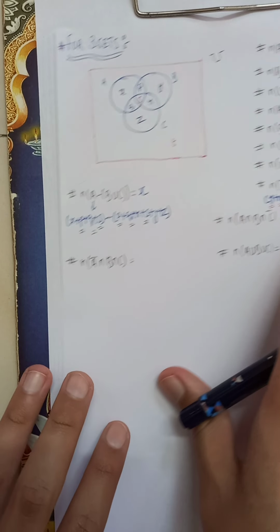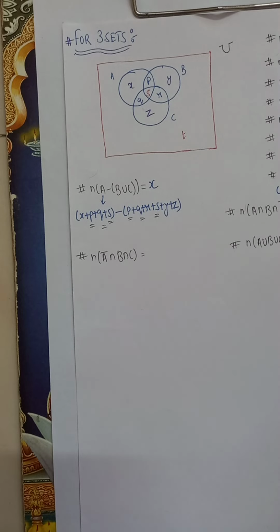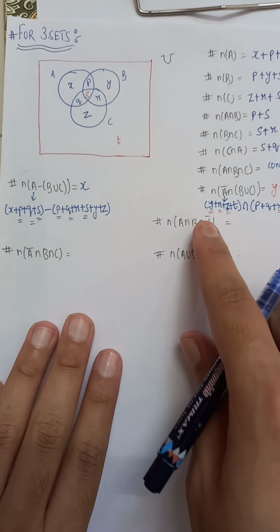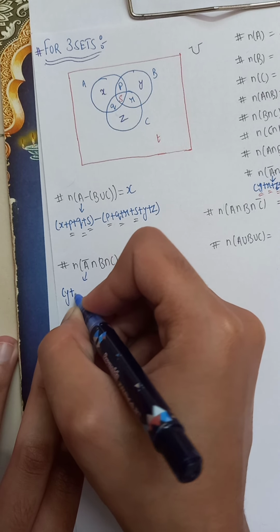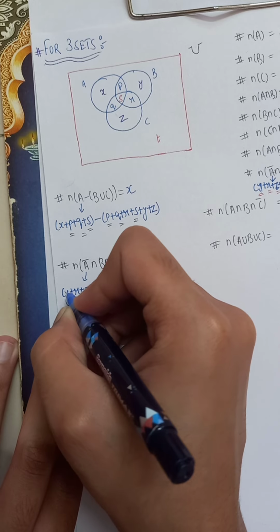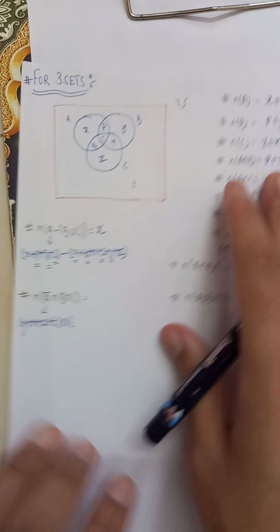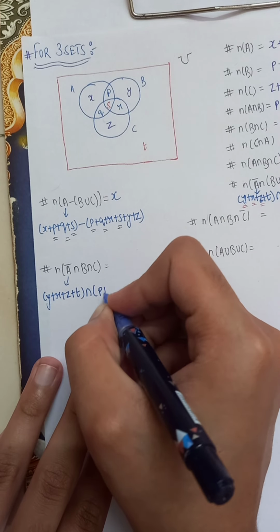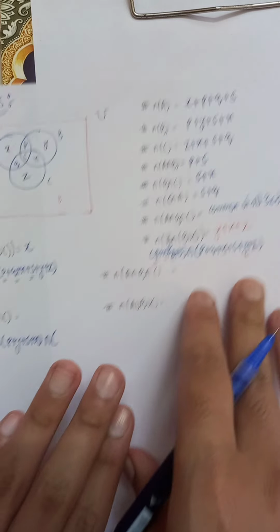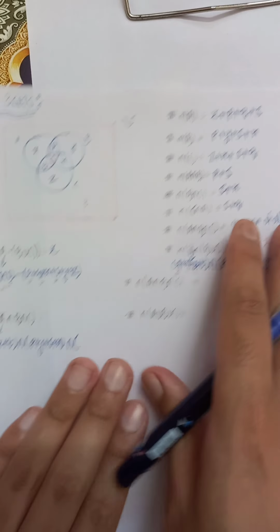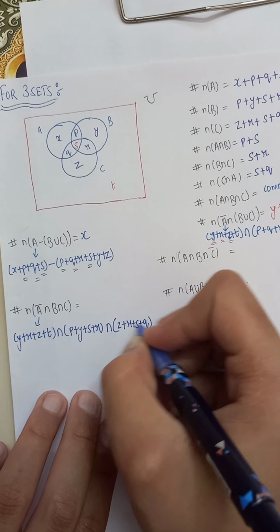Okay, so now let's move on to this one. Number of elements in A complement intersection B intersection C. Okay, so A complement we just wrote here: Y plus R plus Z plus T. Then intersection, number of B: P plus Y plus S plus R. Elements present in B: P plus Y plus S plus R. Intersection C. What is C? Z plus R plus S plus Q.